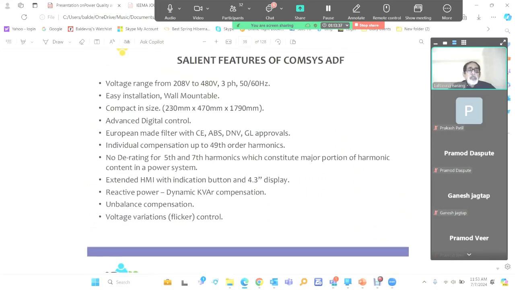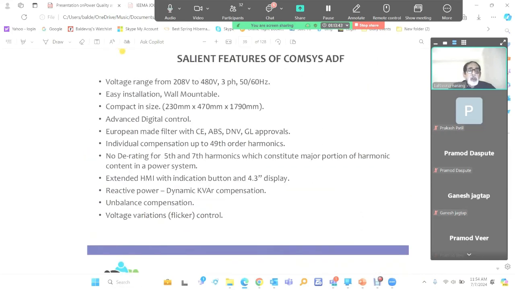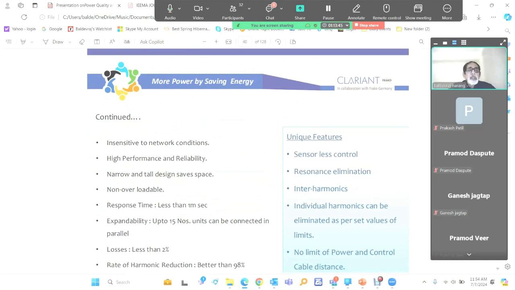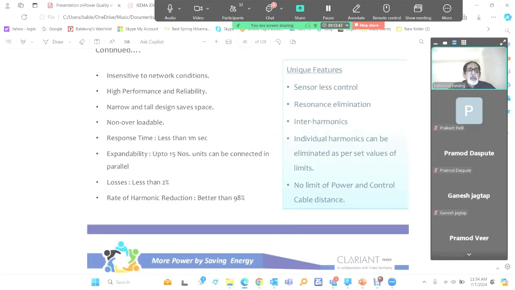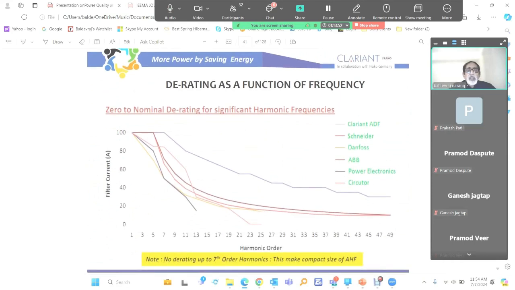So this is just simple, about active filter advantages, which I have already explained slightly, some of them. Then there is another phenomenon in this active filter, which will be more useful when we go to renewable systems, harmonics in renewable systems.